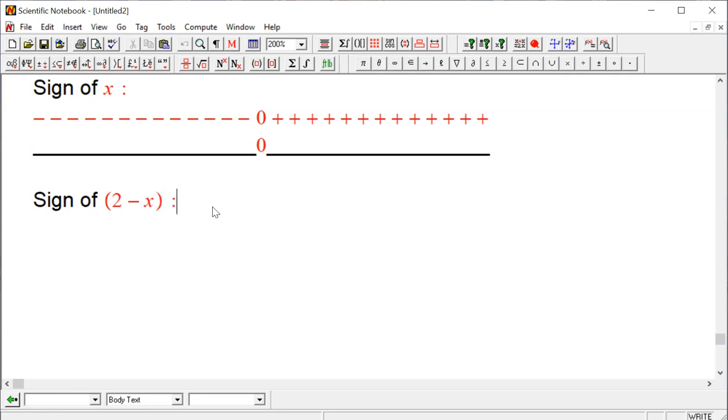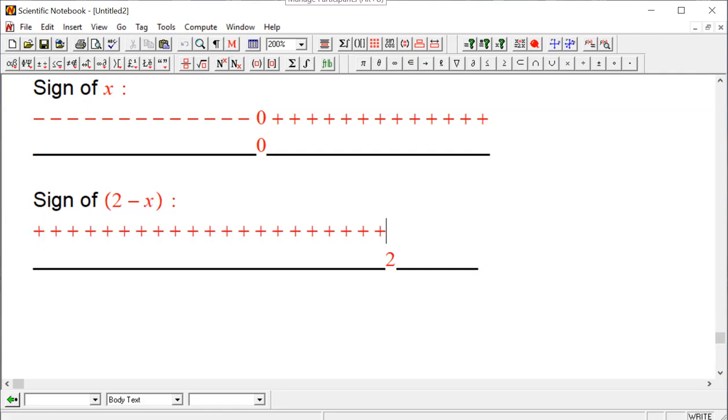What's the sign of 2 minus x? Where does it change sign? Well, it changes sign at 2, right? So there's a positive 2, right? And there's a sign 2 plus x, right? So when x is less than 2, say 0 or -5, it's going to be positive sign. At 2 is 0. Larger than 2, negative.